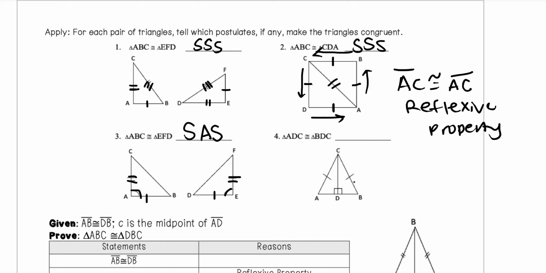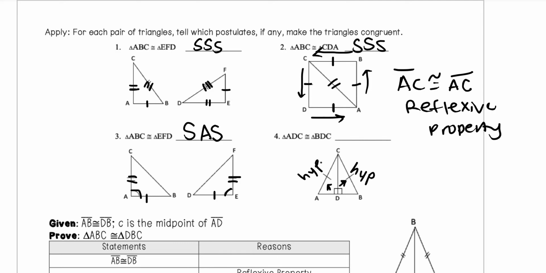In the last one, we have two right angles marked right away. That should stand out at you that this is a right triangle. So we might be looking for hypotenuse leg. It could be a different reason though. So we want to check and see what we have true here. Well, we already know that these are both 90, so we have an angle that is congruent. We also have AC is congruent to BC. So we have the hypotenuses that are congruent. We know these are the hypotenuse because they're across from the right angle.